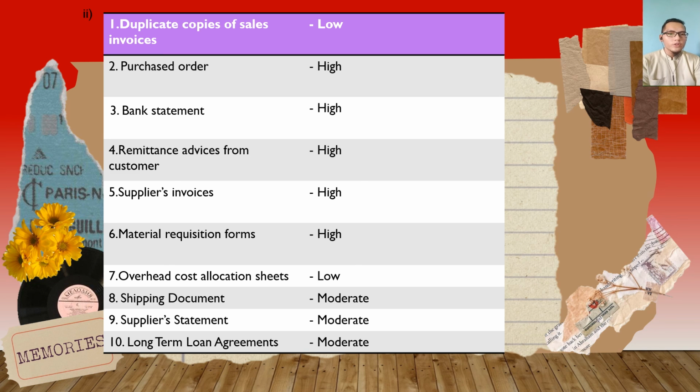And the last one is long-term loan agreement, which also has moderate reliability. And so that's all from me.